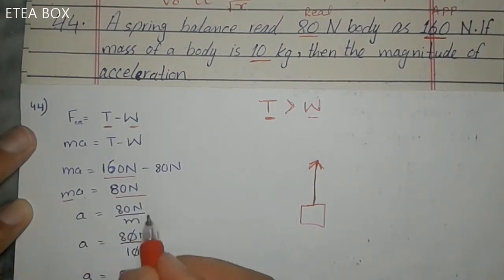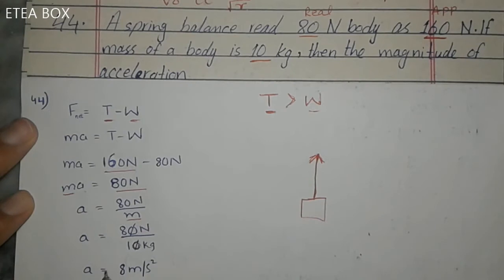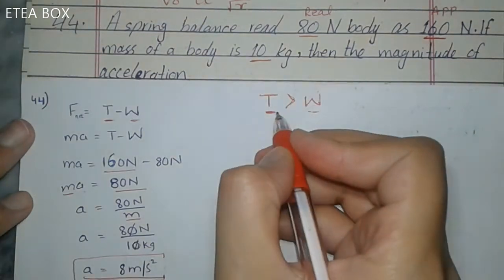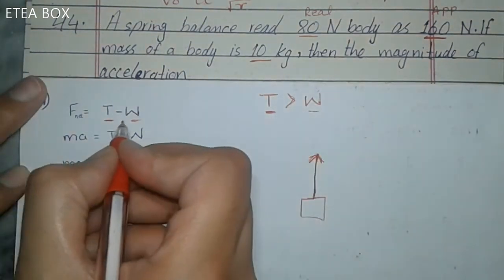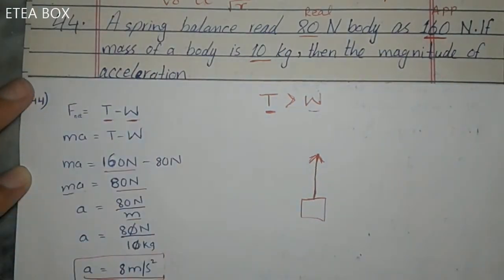Now bring this mass into the division. Okay, now put mass 10 kg. So you will get the acceleration of 8 meter per second squared. Keep this thing in your mind, that when apparent weight is greater than the real weight, then we have to subtract the real weight from apparent weight.